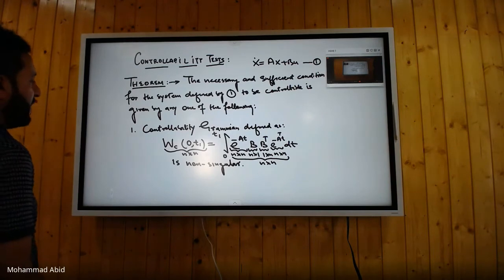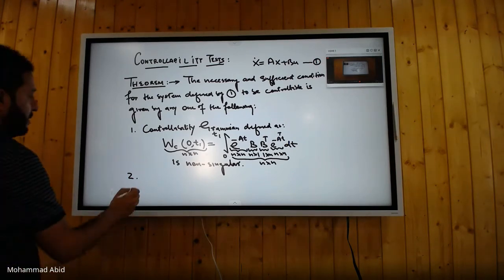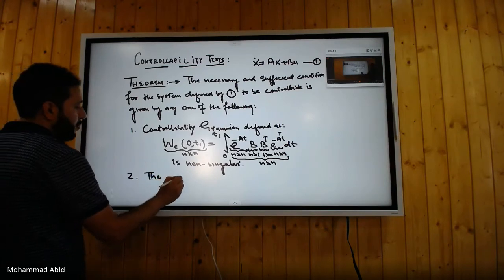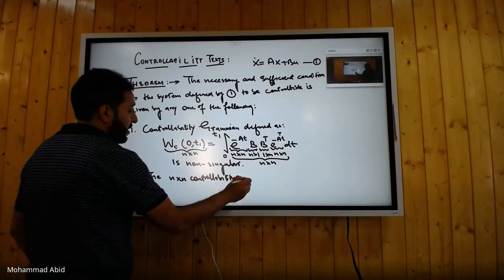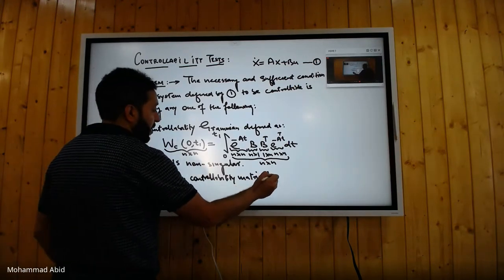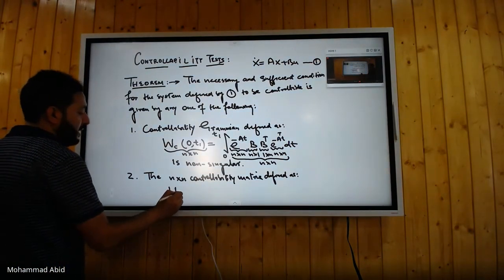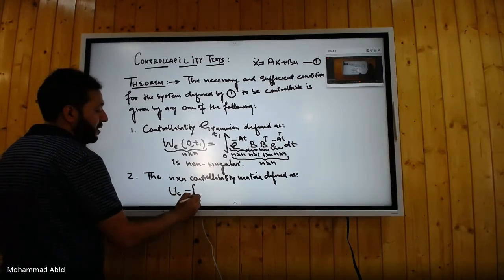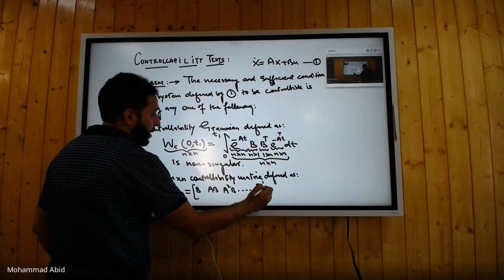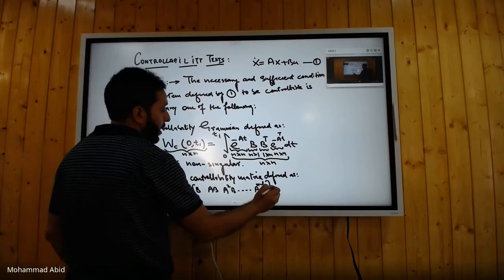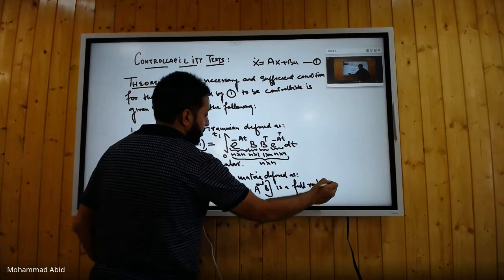Are you getting me? And the second condition is that the n cross n controllability matrix, defined as, we actually represent it as a matrix U_C. That is the controllability matrix, and it's defined like this: B, AB, A square B, and so on, up to A to the power n minus 1 B, is a full rank matrix, or we can also say it's non-singular.